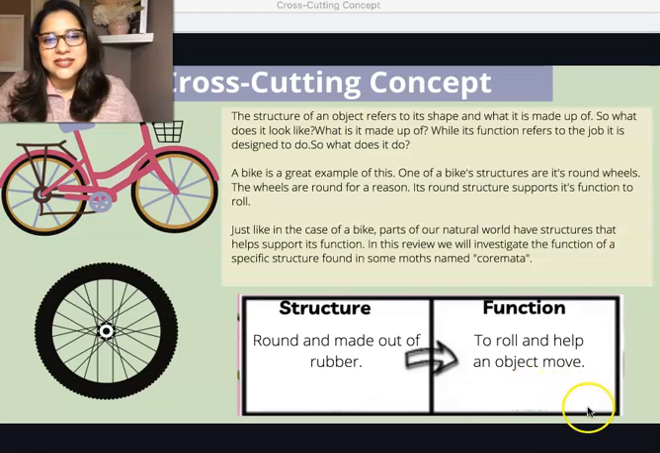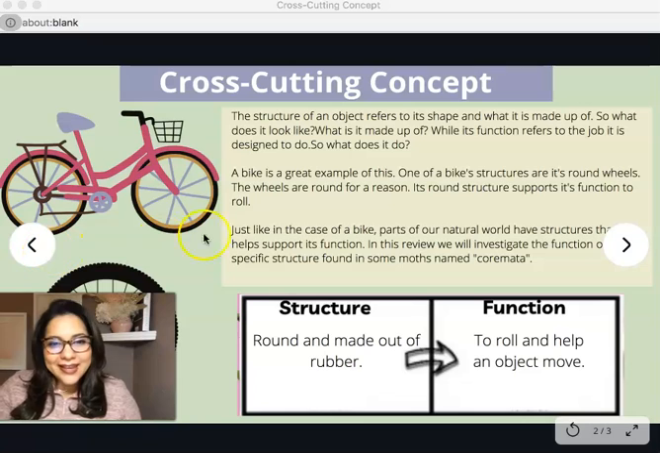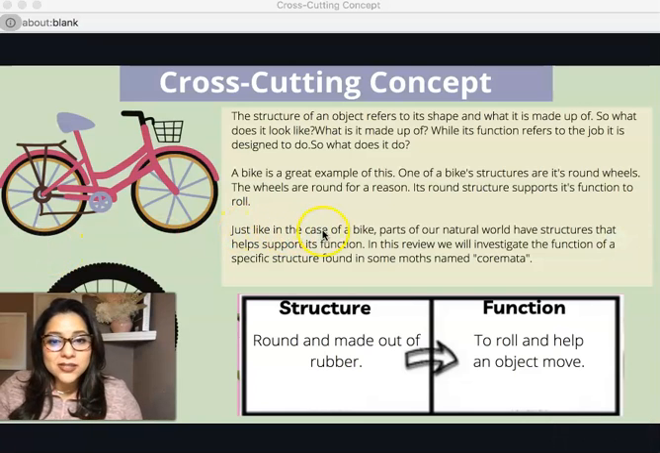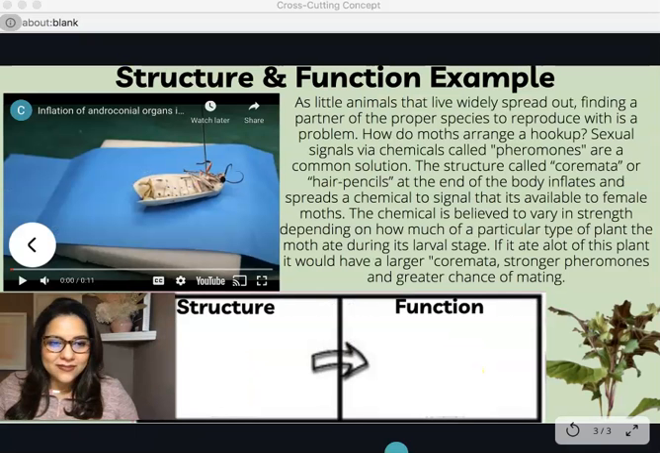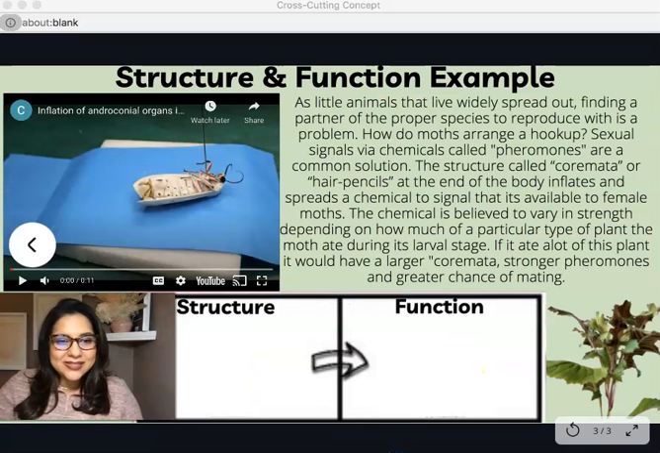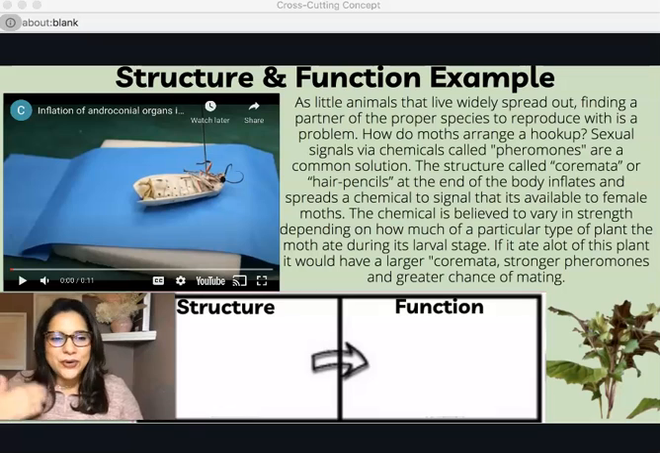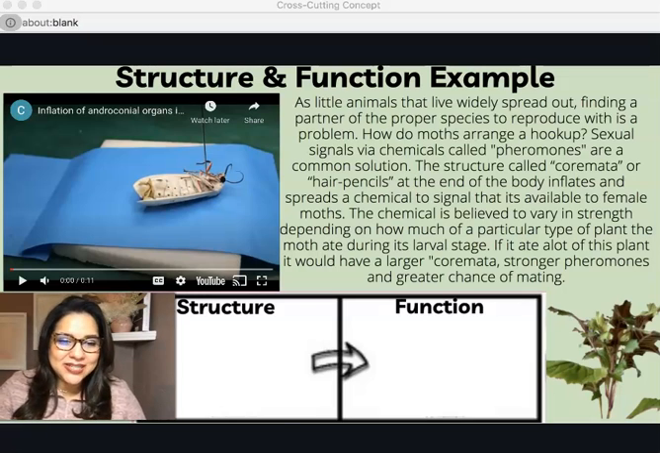So we can then say that the fact that the structure is round and made out of rubber supports the function of the wheel, which is to roll and help an object to move. So just like in the case of a bike, parts of our natural world have structures that help support their function. So we're going to be studying structure and function by observing this organism and studying it a little bit more closely.